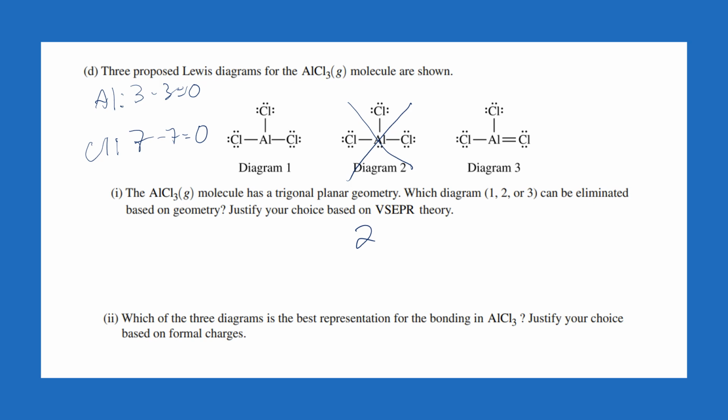It's looking like diagram 1 because we want all of them to be 0, but let's check diagram 3 really quick. Aluminum normally has 3. Right now it has 4 electrons assigned to it from those 4 bonds. These chlorines have 7 normally and 7 assigned to them. And this last chlorine normally has 7, but right now it has 4 in the lone pair electrons and 2 bonds. So 4 plus 2 is 6. So that's a positive 1. So diagram 1 is the best representation because all of its atoms have 0 formal charges, whereas diagram 3 does not have all 0 formal charges.